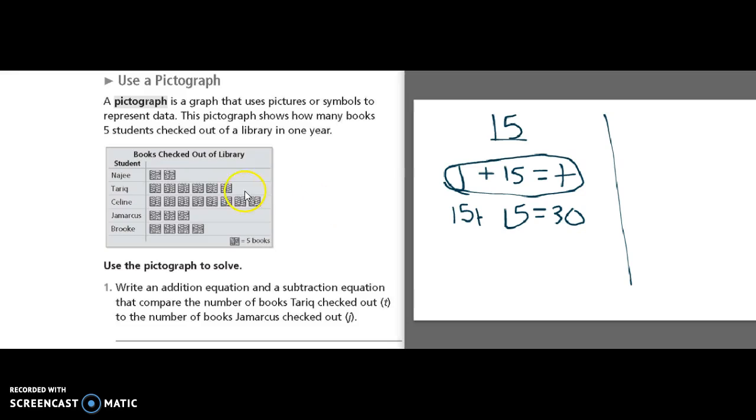I'm going to start with who made the most, which was T. And then I'm going to say T minus our number, which was 15, should be equal to J, or how much he read. So if I rewrote this down, we already said the T represented 30. So then 30 minus 15 should have equaled how many books Jamarcus read, which was 15. So this is the equation you would have been writing down. Both of these two would have been written down on this line.